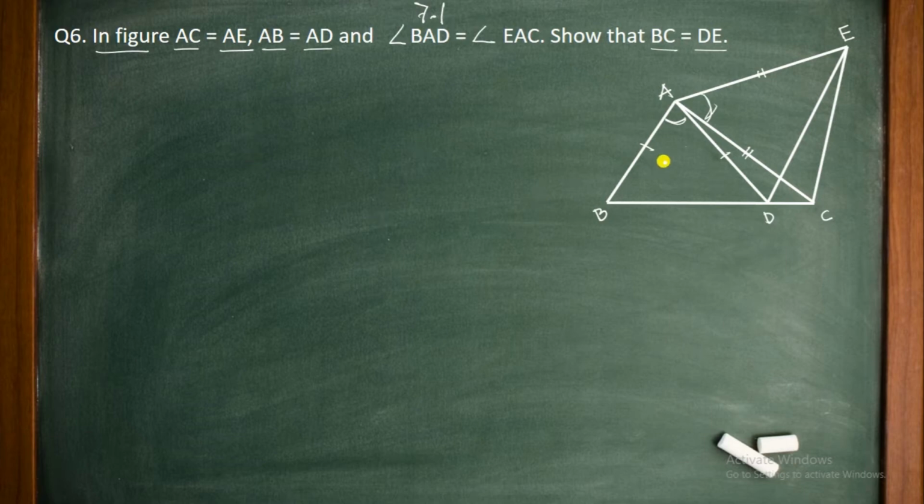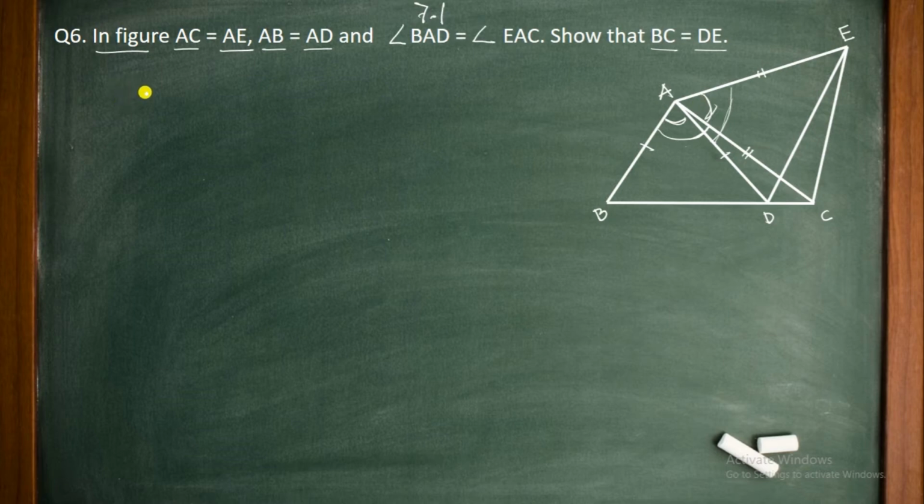To prove BC is equal to DE, we need one thing. First we need to prove that this total angle, that is BAC, is equal to EAD, this angle DAE or EAD. Then we can prove that both the triangles are congruent. So let's prove the first one, that is angle BAC is equal to angle DAE.